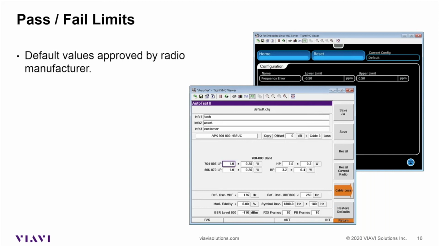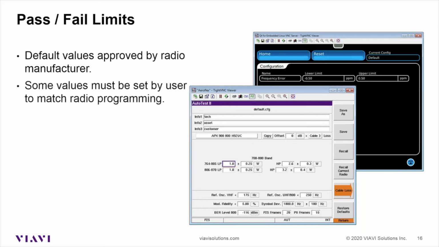If you have questions about that, if you have questions like my radio is failing and I think it's the wrong value, reach out to us and we'll discuss it with you. And if there's a different value you should put in there, we can let you know to do so.